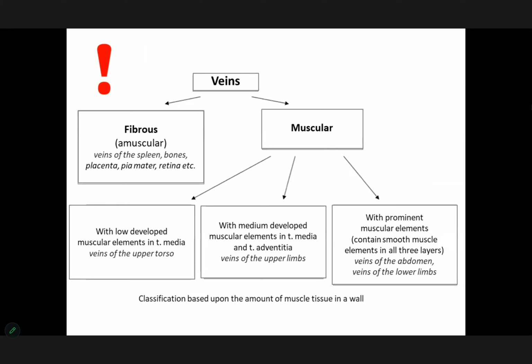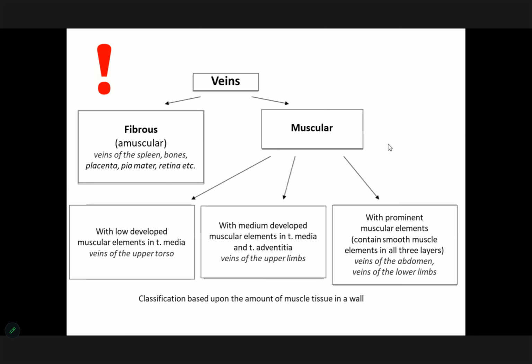Okay, important information. You should know this by heart. Classification of veins. Veins are divided into muscular and fibrous or amuscular, depending on the amount of muscle tissue in the wall. If the vein has no muscle tissue in the wall, it will be called fibrous or amuscular. A means no muscles in the wall. These are the veins of the spleen, bones, placenta, pia mater, retina, and some others.